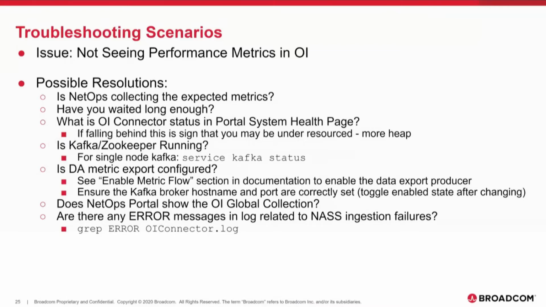What's the status of the connector in the NetOps portal system health page? If you see a status that says degraded and that it's not keeping up or falling behind in terms of metrics, that's usually a sign that you're under resourced, that you need more heap. Is Kafka Zookeeper running? Again, if it's our Kafka we installed, you can check that with the service Kafka status command. Is the DA metric export configured? Remember that step after install, you have to enable it to turn on the metric flow and point it to your Kafka broker or cluster. So is that configured?